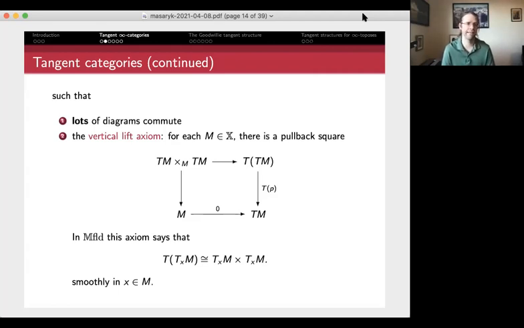In this category of smooth manifolds, as I've written below, you can think of it as a splitting of the tangent bundle on a tangent space. And that's something that's familiar. A tangent space is just a Euclidean space, and it has a trivial tangent bundle. And you can think of this vertical lift axiom as expressing those splittings in a manner that is smooth over the whole manifold.